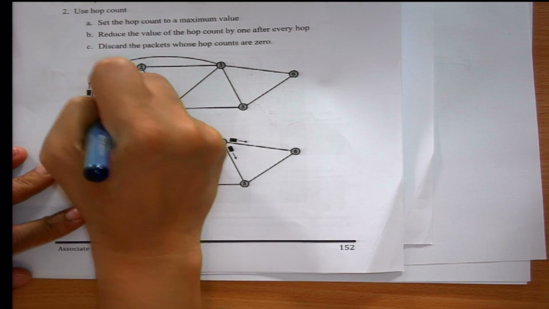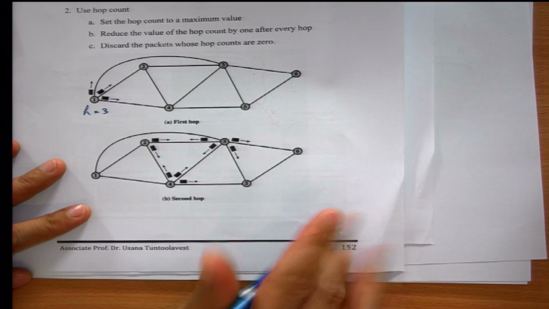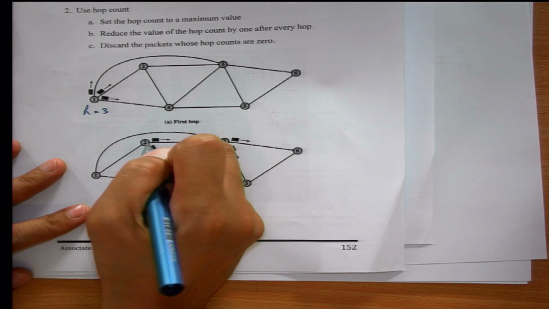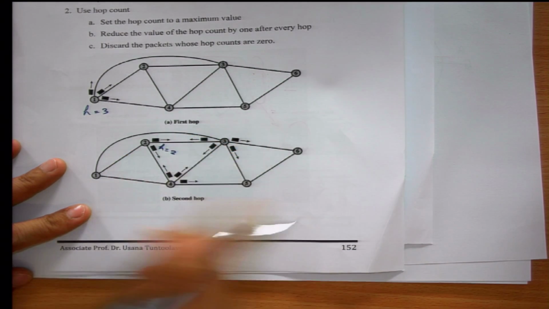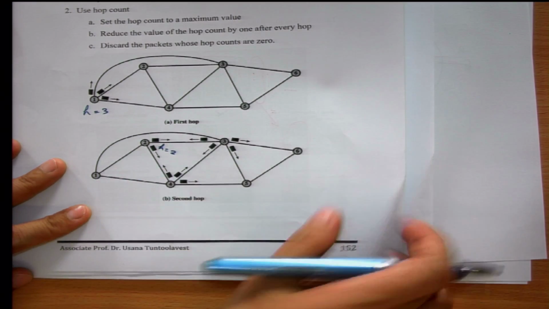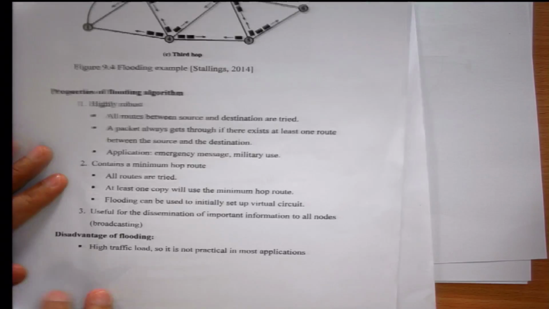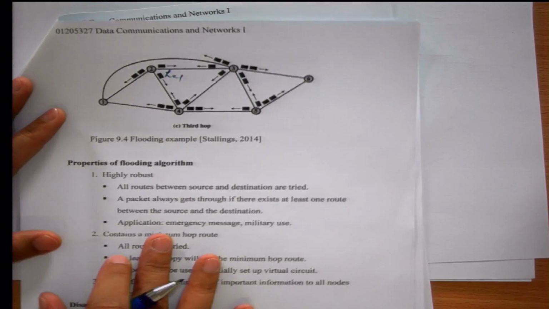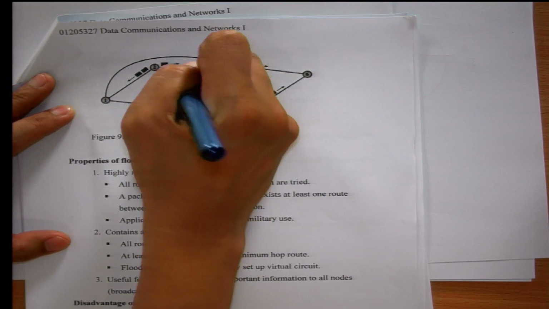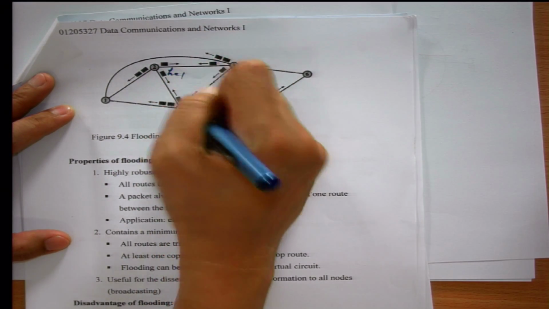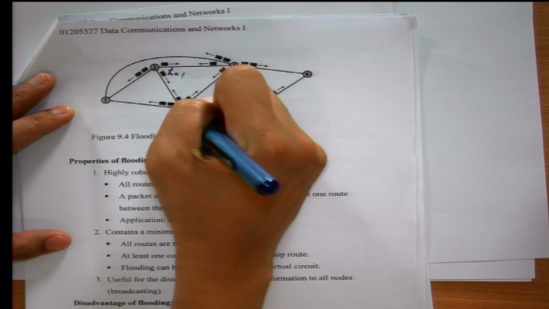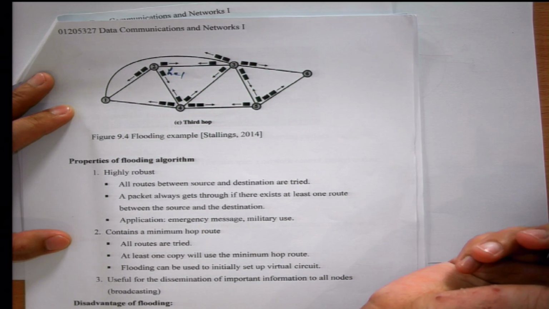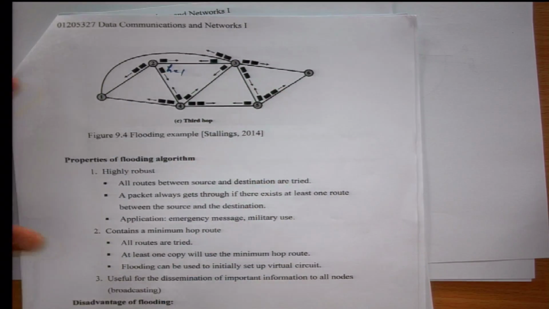Now, suppose hop count equal to 3. When it's received, this one deletes it. So the hop count equals 2 for all of the packets going out. Then the packets going out from here have the hop count equal to 1. When all of the packets here have hop count equal to 1 and are received here, the hop count becomes 1 minus 1, equal to 0. When it's equal to 0, it will not transmit again. So this is the last hop.